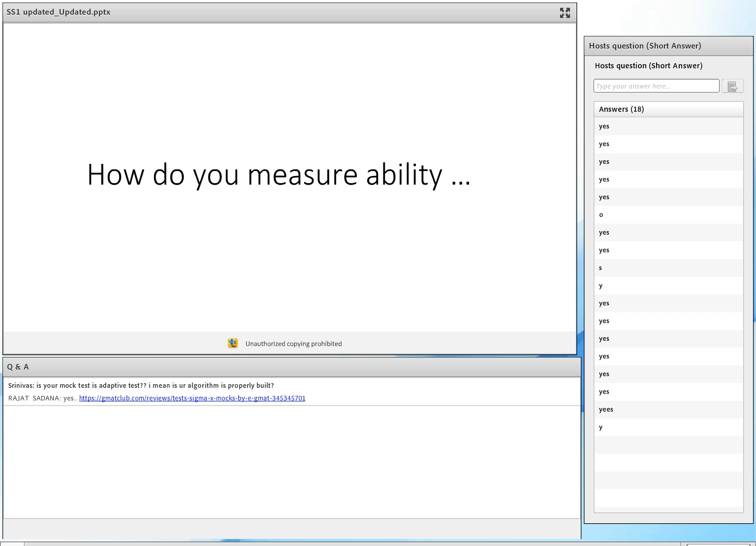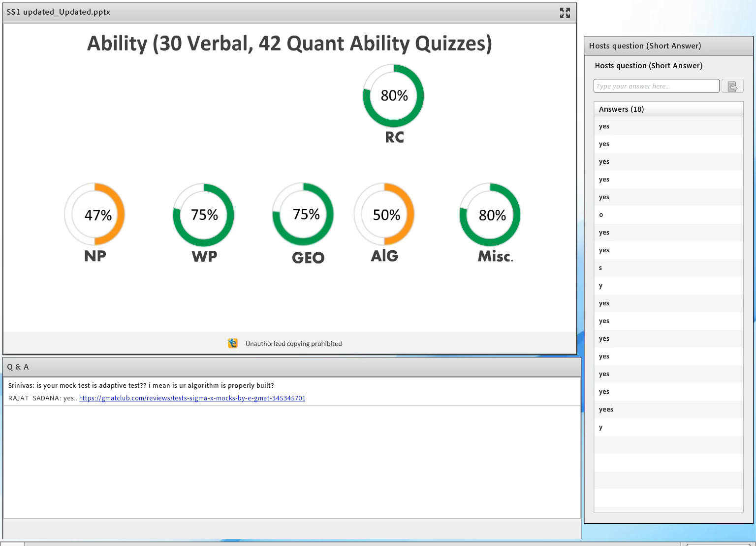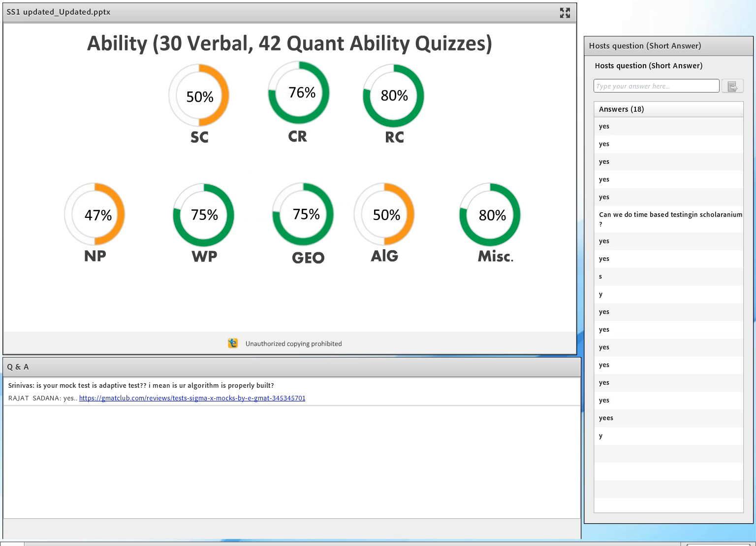So the thing which is really, really important when it comes to the GMAT is ability. And a lot of people then ask themselves, okay, how do you measure ability? And we built a tool called Scholaranium, which does just that. In Scholaranium, we have 30 verbal ability quizzes and 40+ quant ability quizzes. And the beauty of this system is that you can take an ability quiz, work on your improvement, come back and take an ability quiz that focuses just on sentence correction or word problems or algebra or reading comprehension, and track your improvement.